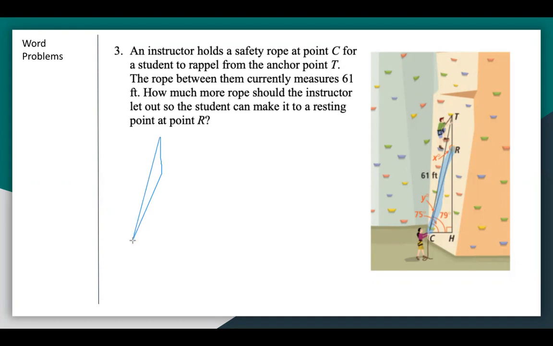Taking a look at this, I have this really small triangle, but I actually know a lot of pieces of information about it. I know this is C, this is T, and this is R. One of the things I know is that C to T is 61 feet. That is what they gave us. They also said that we're going to name this x degrees, and they're going to name this right here y degrees.